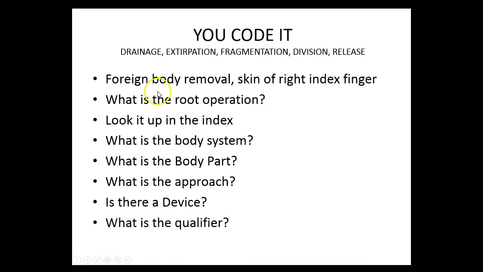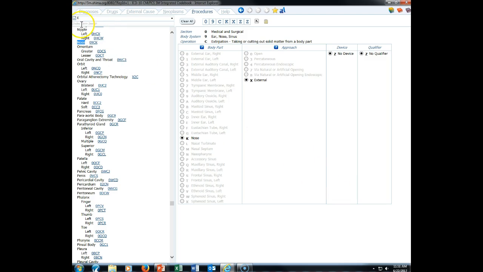Okay, so now we're doing a foreign body removal of the skin of the right index finger. So again, we're taking out a foreign body, so our root operation is going to be extirpation. The body part is going to be skin of the finger, and we'll have to get as close as we can. We may have to code skin of hand, and the approach is actually going to be external. There's no device and there's no qualifier. So let's see what we can do over here. So extirpation.